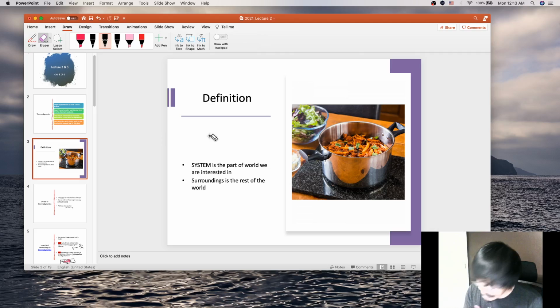Alright, definitions are very important in science. So you're going to define the thermodynamic keywords in this particular lecture. The system is the stuff that you're looking at. So for example, if I'm looking at this cup right here, then that's the system. Everything else is the surroundings. If I'm interested in what's in the pot, then that's the system. Everything else is the surroundings. I hope you got that. System and surroundings.